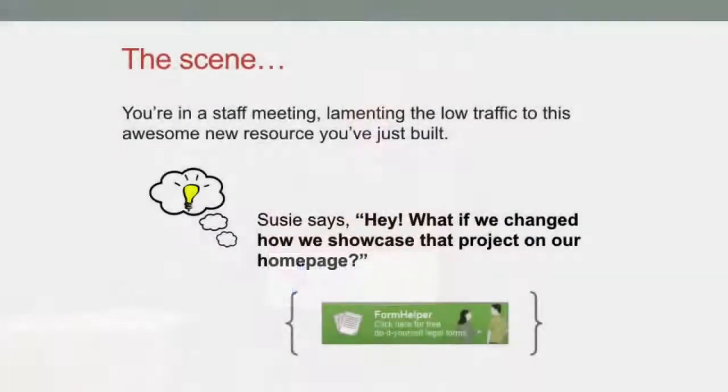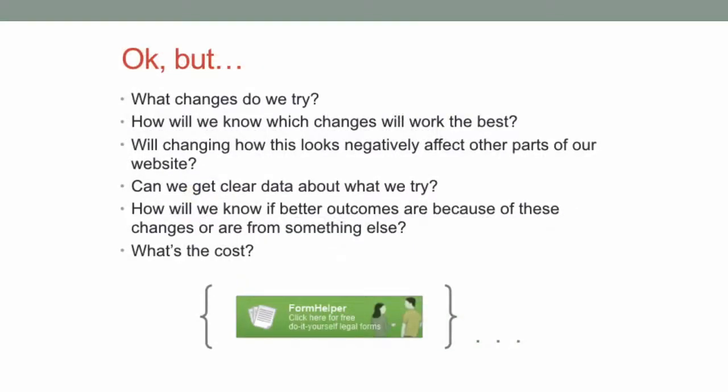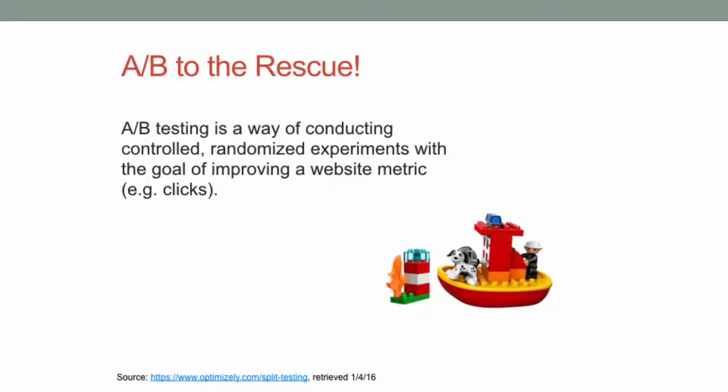Say you just launched a new project and it's getting kind of low traffic. What if you changed how you showcase it on your website? This sounds like a good idea, but there's still a few things to consider. First, what changes are you going to try? Will doing this negatively impact traffic to other parts of your site? How are you going to measure the impact if you do try something? And how much time and staff resources is this going to take? This is where using an A/B testing tool can be really useful.